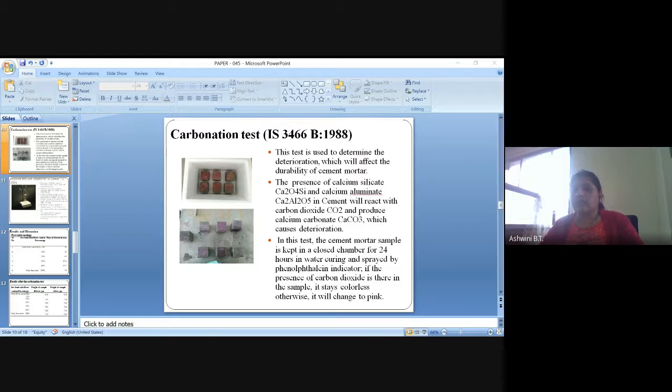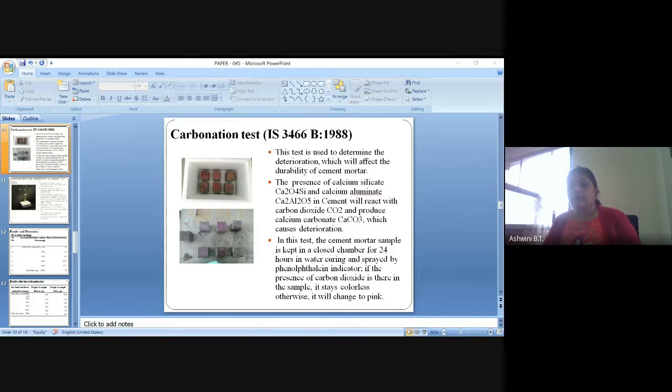Next, carbonation test. Here in the carbonation test, we have taken the weight of the sample, that is the cement mortar cubes, before and after the test, before burning. That is taken in grams. And after the burning process and applying the phenolphthalein, we have again taken the weight.